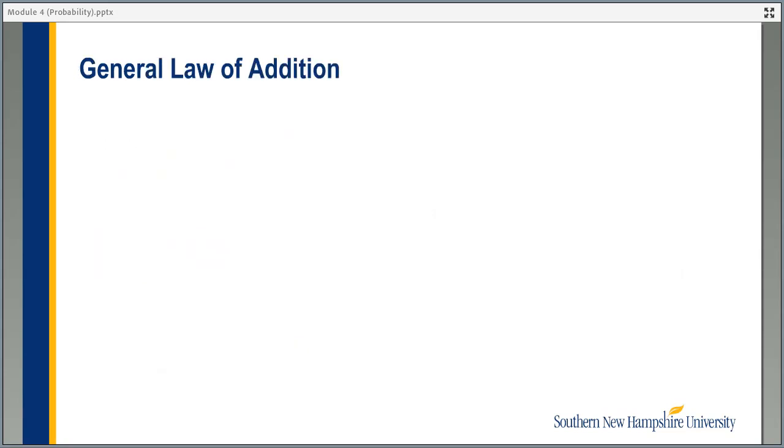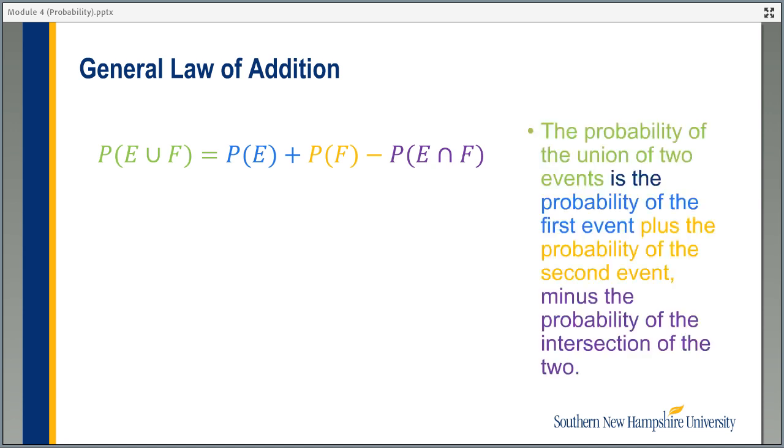Now we're going to look at a law for probability called the general law of addition. This is the formula for the general law of addition. It's not very easy to read in this form, so let's break it down by parts, by color. Reading from left to right, this says the probability of the union of two events is the probability of the first event, which is P of E, plus the probability of the second event, which is P of F, minus the probability of the intersection of the two.